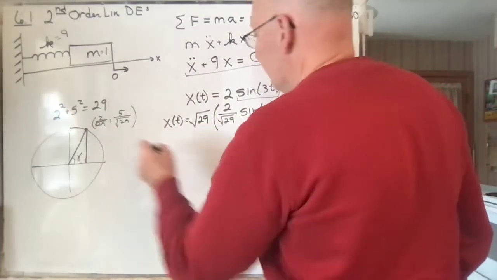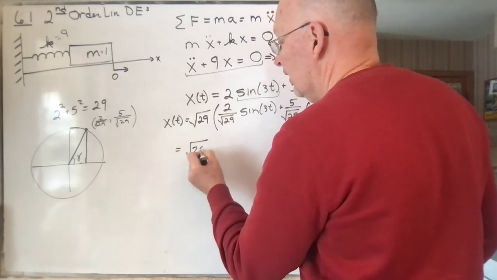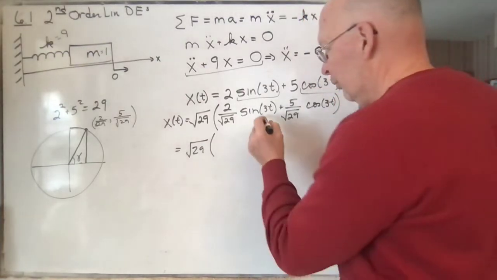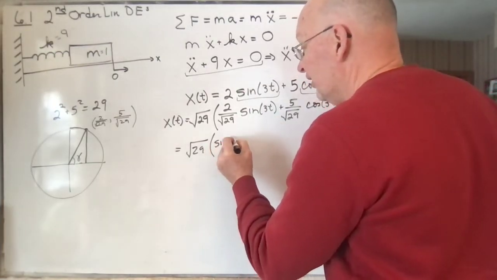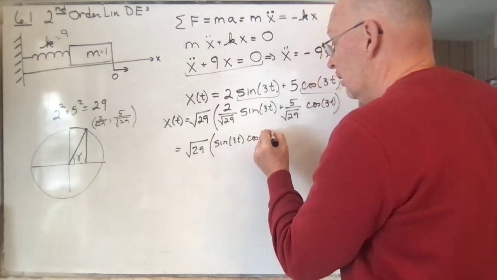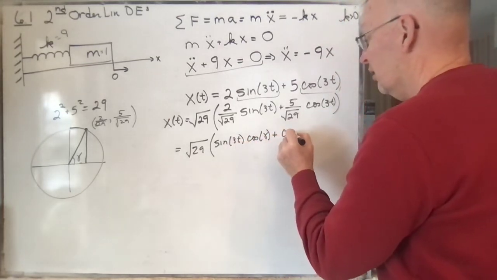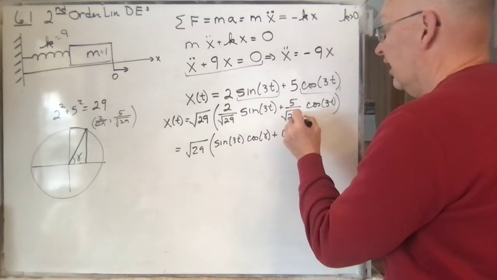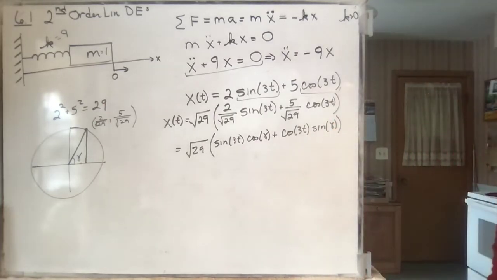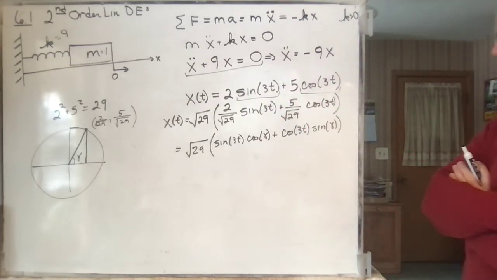So in other words, there is a gamma such that this thing right here, let me write it like this, is equal to square root of 29 times, and now I'm going to put, excuse me, this one first, sine of 3t times cosine of gamma plus cosine of 3t times the sine of gamma. Okay? And why do I want to do that? Man, it looks like I'm just making things a whole lot worse. But now comes the clever thing.